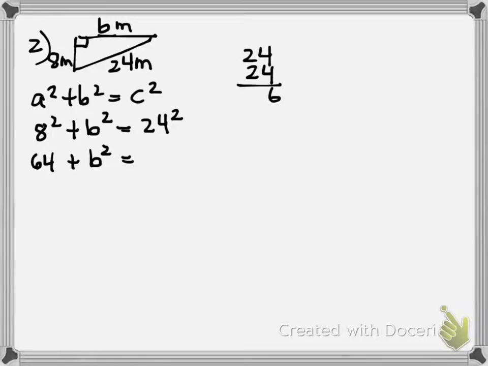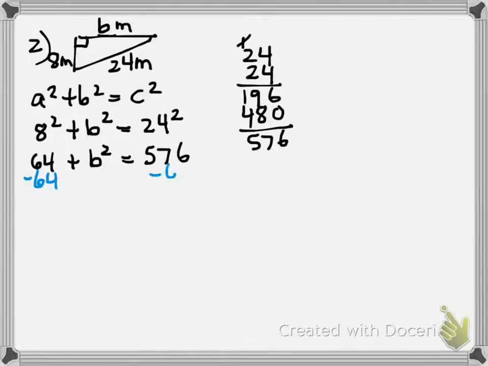So I get 16, 8 and 1 is 9. Put in a placeholder. I get an 8. And 2 times 2 is 4, and I get 576. All right, now what would I do? Remember, I'm trying to figure out what b squared is. Savannah? Yeah, I'm going to have to subtract 64 from both sides so that I can isolate b squared. So I subtract that, and I get b squared is equal to 512.